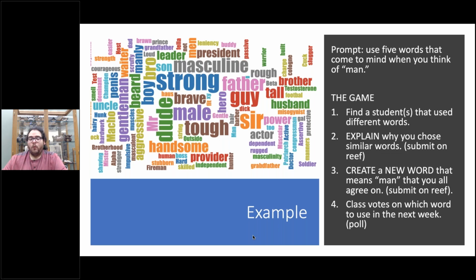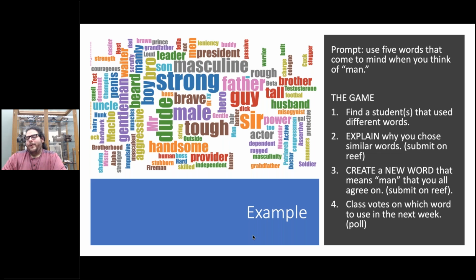and explain why they chose those words, and also see if they actually used any other words that were more similar. And to keep it going along iClicker to see that the participation is happening, I have them submit, well, what are some new words that they would use to mean a man?